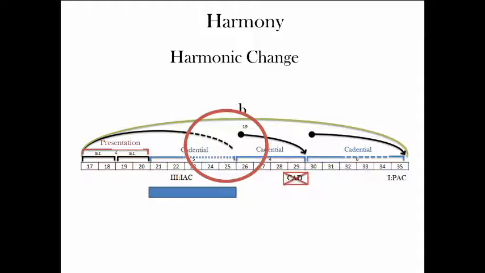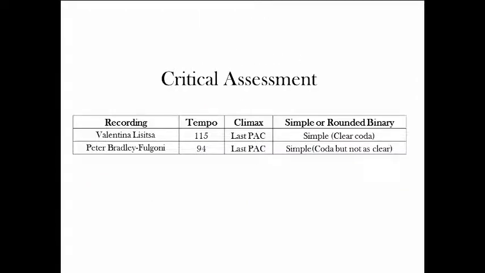For the critical assessment of the piece, I will begin by comparing two recordings. The one made by Valentina Lisitsa and the one made by Peter Bradley-Fulgoni. The biggest difference, as you can see for yourself, was the tempo. Valentina did an average of 115, which is a little faster than Fulgoni's performance. And I just found both recordings to have a very different character.